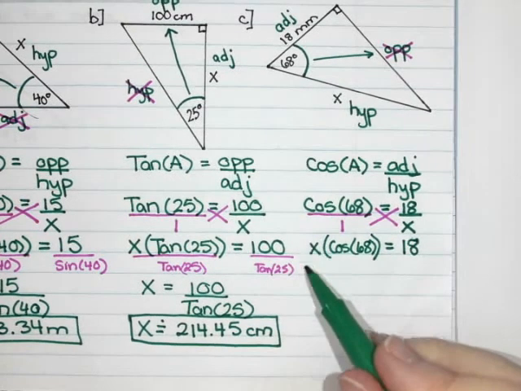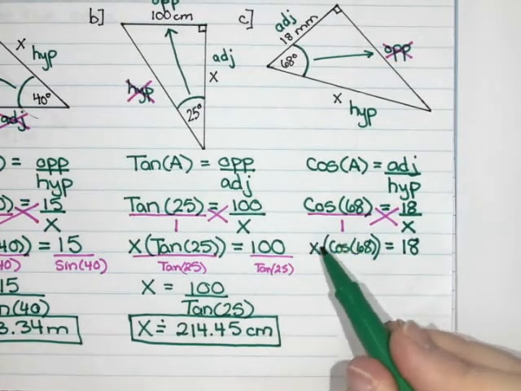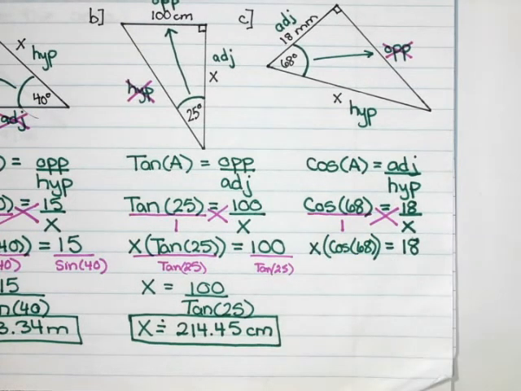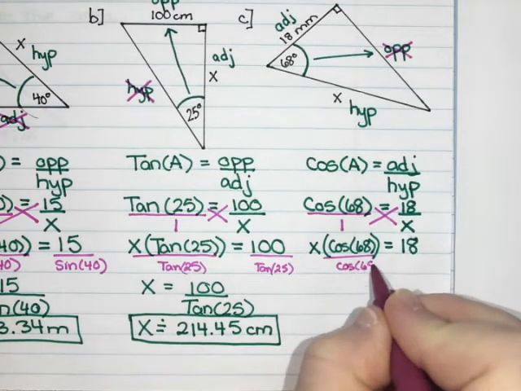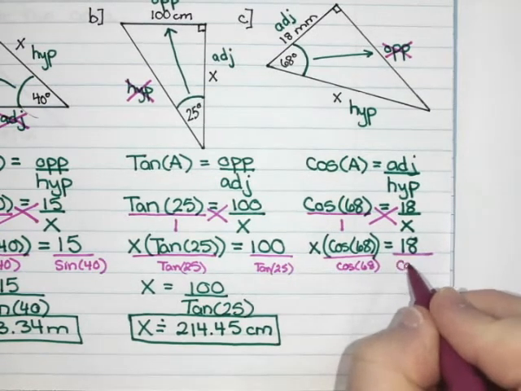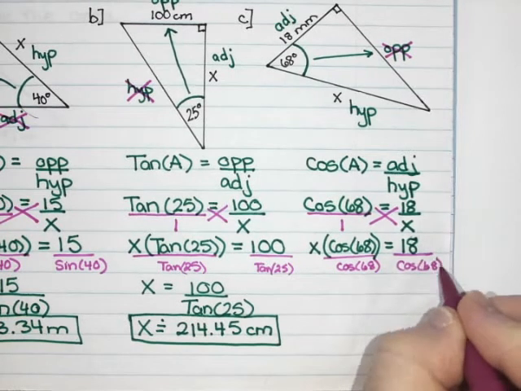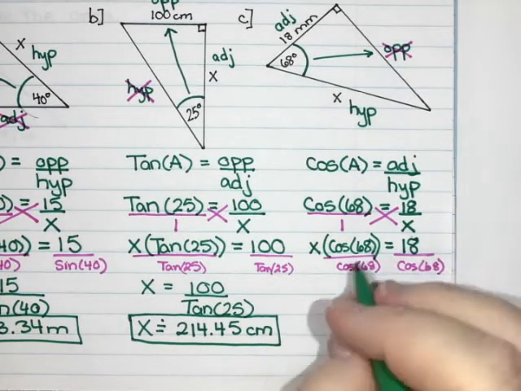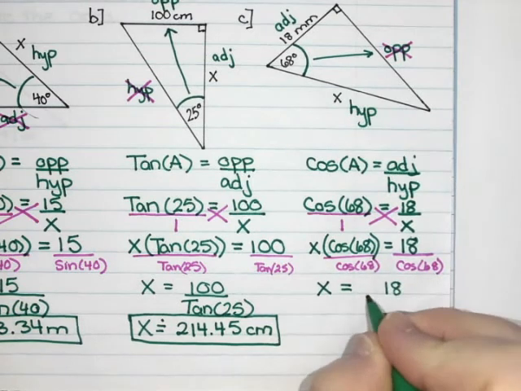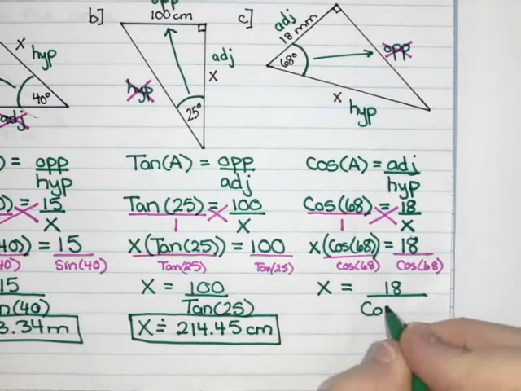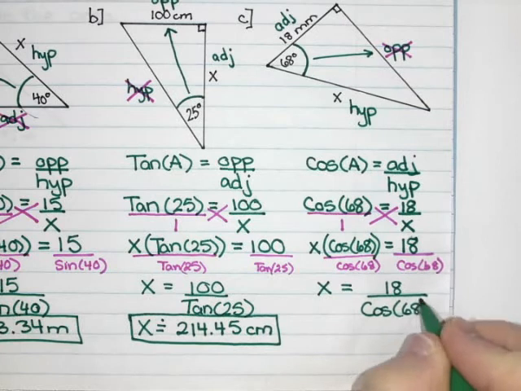Now, x is not by itself yet, so I need to cancel out that cosine of 68 by dividing both sides by cosine of 68. And I end up getting x equals 18 divided by cosine of 68.